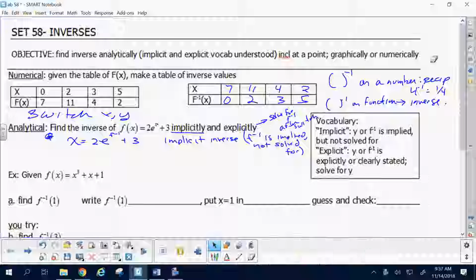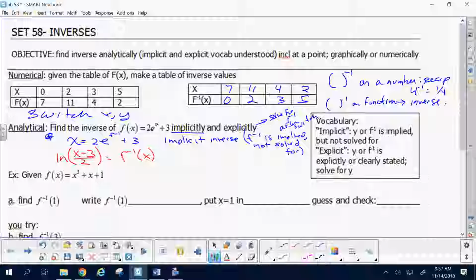Okay? Oh, there's right there. How about that? So, if I solve for f inverse, how do you isolate f inverse, please, using rules of algebra? Subtract 3, divide by 2, and how do you get rid of the natural log? Natural log of (x minus 3) over 2 is the inverse. Okay?